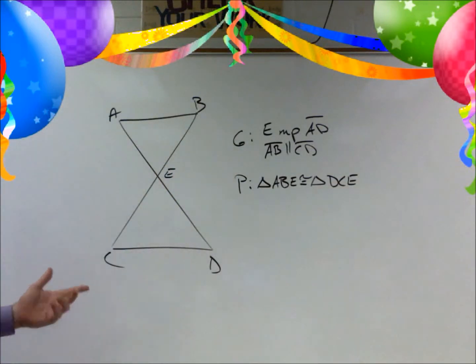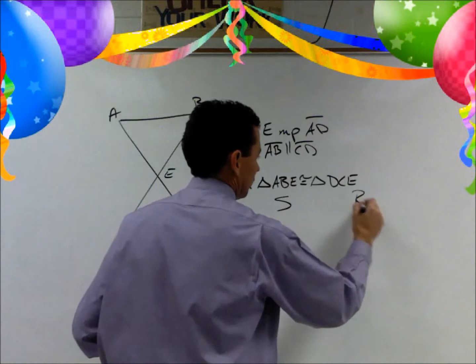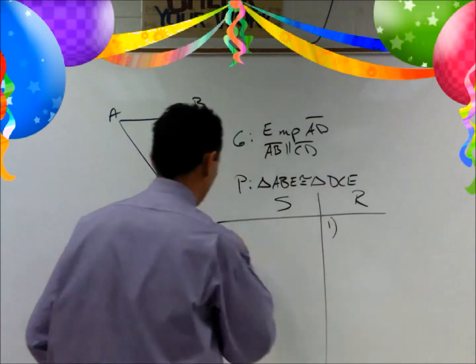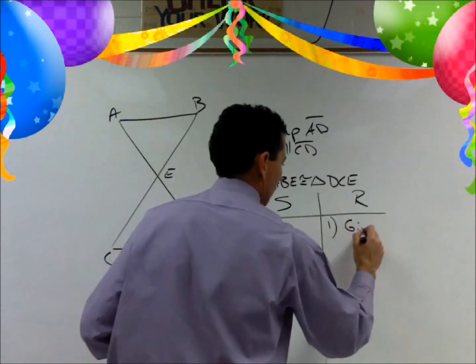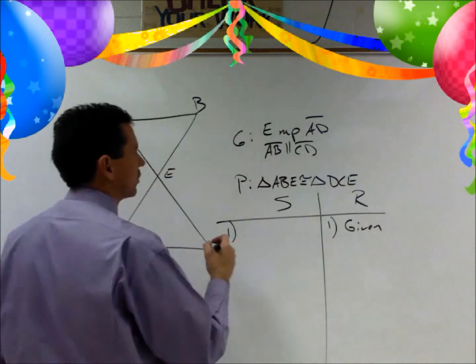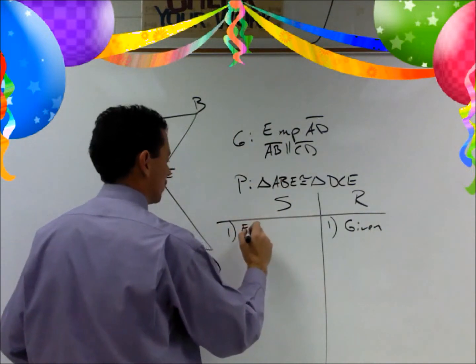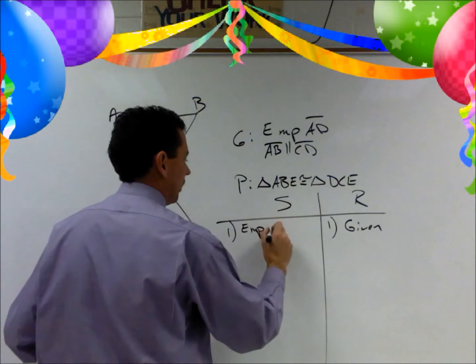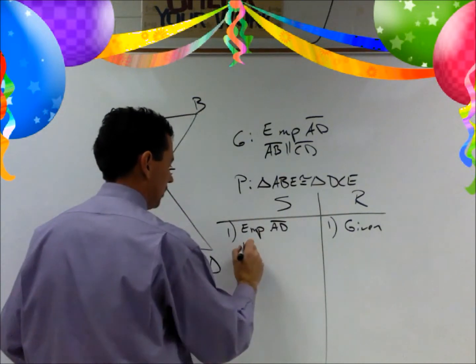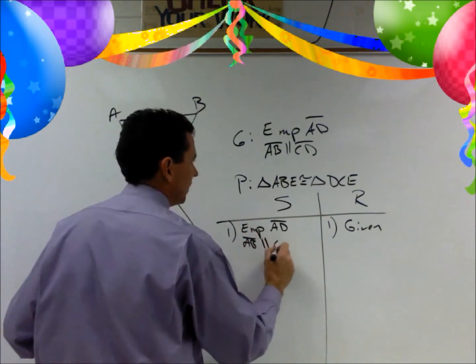Now, as we set this up, statements, reasons, what are we going to start off with? The given. We always start off with the given, 99% of the time. So E is a midpoint of segment AD. That's going to tell us something. And we've got some parallel lines. That's going to give us something.